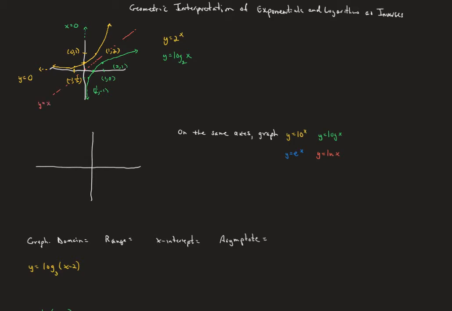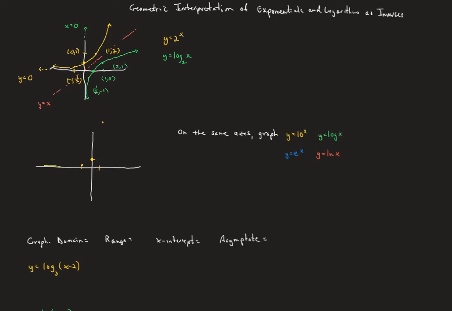If you fold on that red line, the green and the blue and the yellow functions should land on top of each other. So let's compare now these four functions: 10 to the x, e to the x, log of x, and natural log of x. So first the 10 to the x. We know that at 0 it's going to go through 1, and at x equals 1 it's going to be way up at 10. I'm going to call that right up there. And at negative 1 it's going to be 1/10, which is going to be really small.